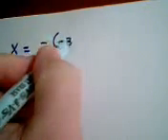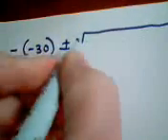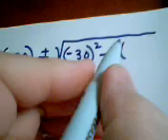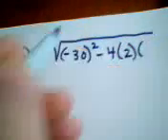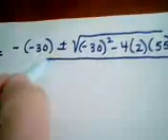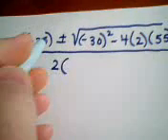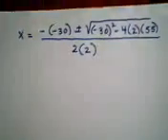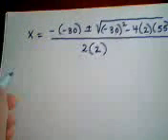x is equal to, here we go, the opposite of b, negative 30, plus or minus the square root of b squared, that's negative 30, quantity squared, minus 4a is 2, and c is 55. And this is all over 2 times a. Okay, definitely calculator time. Some big numbers here.